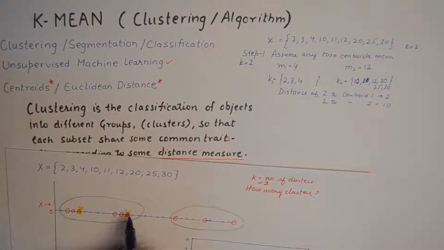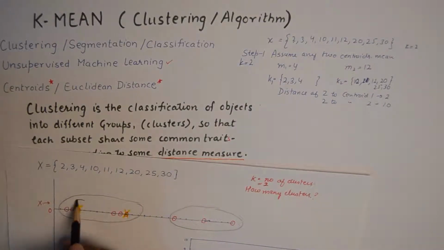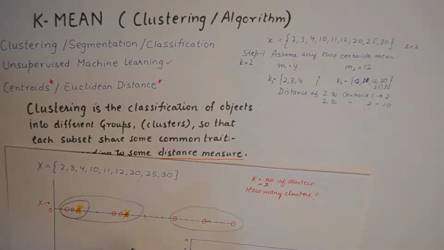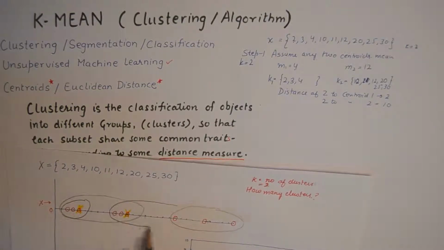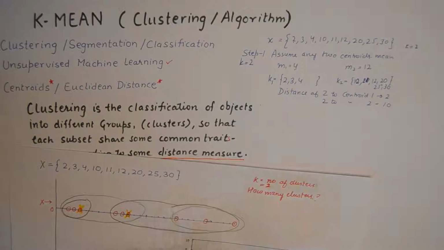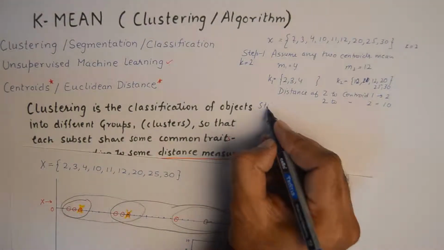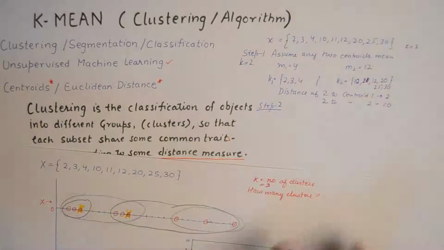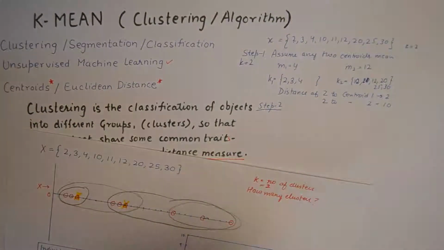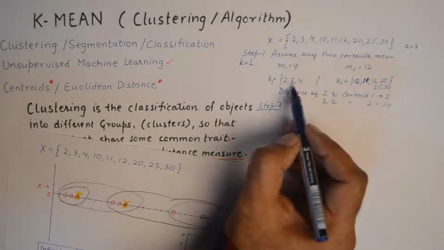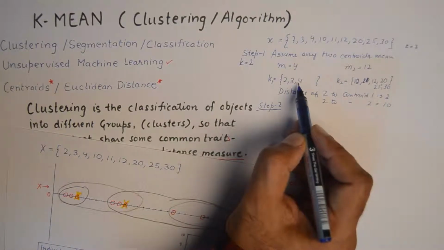So the first iteration will only place these 3 data points into cluster 1 and all the rest of them into cluster 2. Now this has happened at first iteration. Now in step number 2, what we need to do is shift the centroid based upon the mean of the data points in cluster 1.